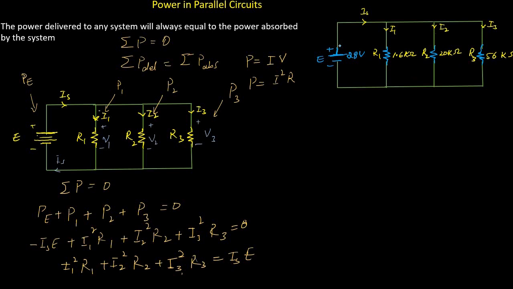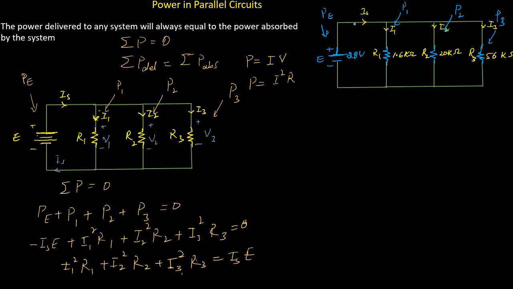Now if we are asked to find the total power delivered by this DC voltage source and the power absorbed by these 3 components, let's say the power delivered by this DC voltage source is PE, the power absorbed by the first component is P1, the power absorbed by the second component is P2, and the power absorbed by the third component is P3.